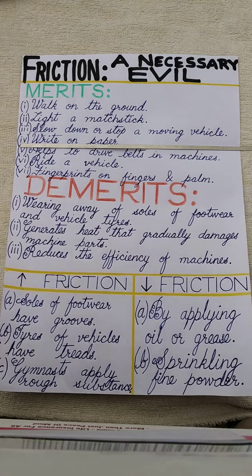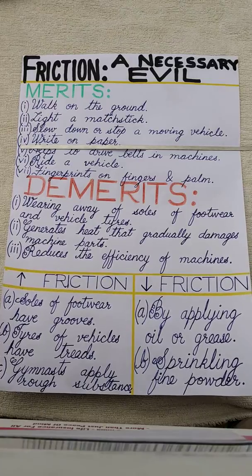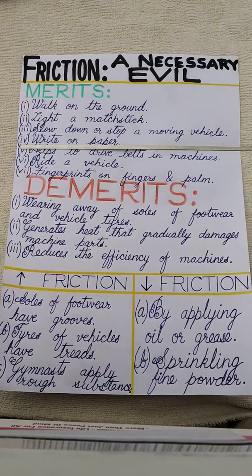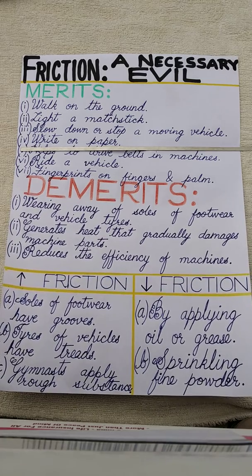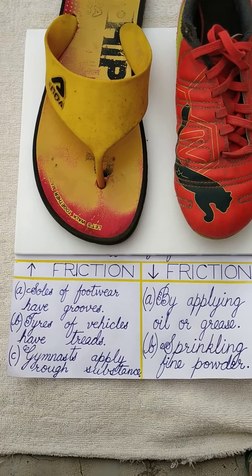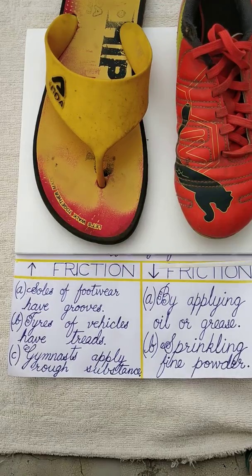And last but not the least, friction reduces the efficiency of the machines as some energy is always lost in overcoming the friction. Sometimes we increase friction and sometimes we decrease friction. This is increased friction, this is decreased friction. So we increase friction to make things more useful to us.